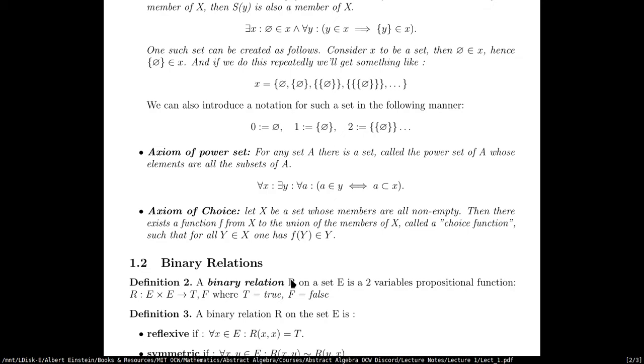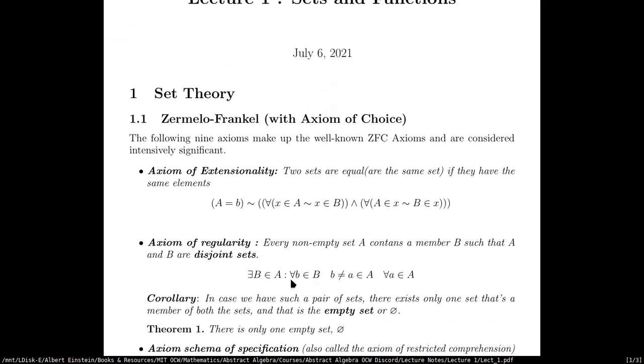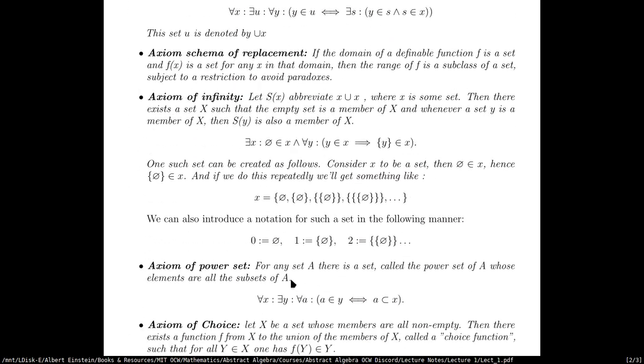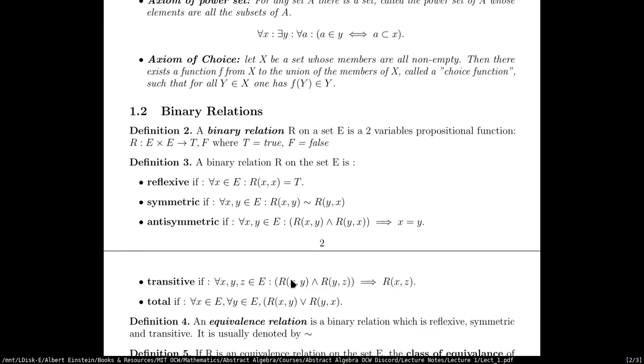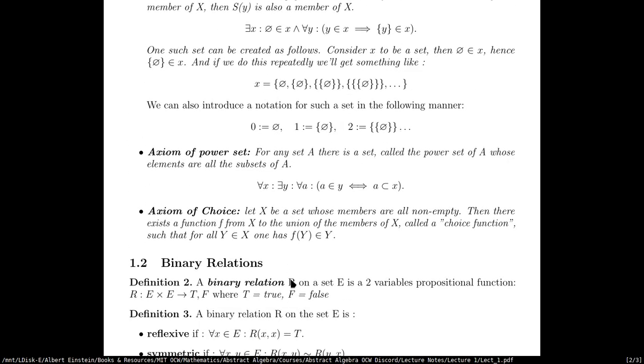Okay, so that was for the axioms. We covered it. The book doesn't cover it, and the prerequisites are not going to be using these, but these are actually very important to know.